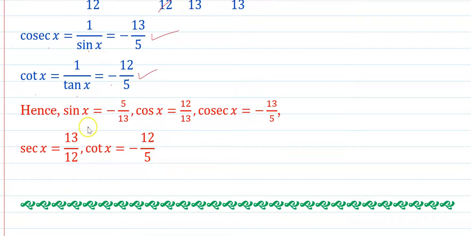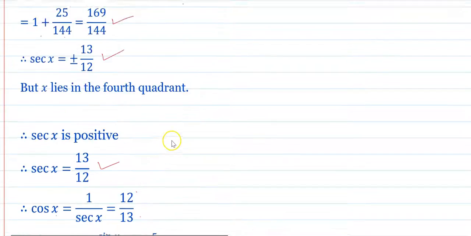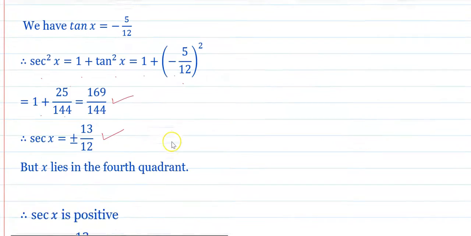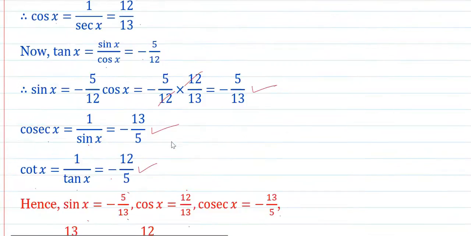And hence these are all the values. Sin x is equal to minus 5 by 13. Cos x 12 by 13. Cosec minus 13 by 5. Sec x 13 by 12. Cot x minus 12 by 5. You will be able to find these out. Okay. And in this way, we have completed this exercise 2.1.